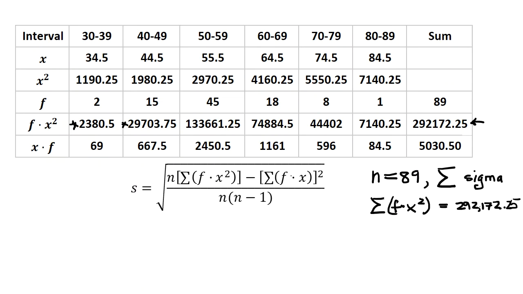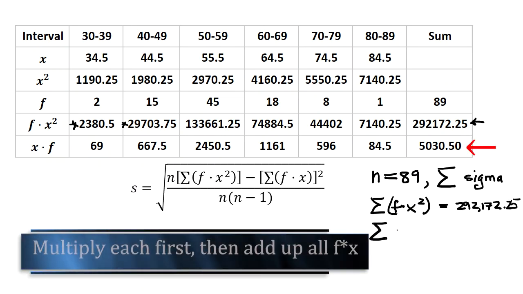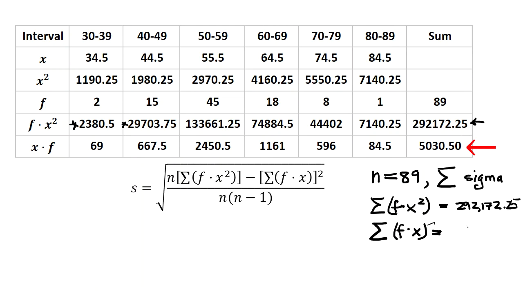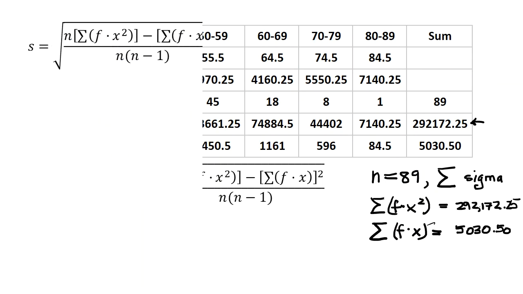And finally here I want to get the sum of just F, the frequency, and the midpoints together. So I don't do the square there. I've got to do the multiplication first and then add up. That sum is 5,030.50. And now that I've figured out all of that, I can actually plug into my formula.